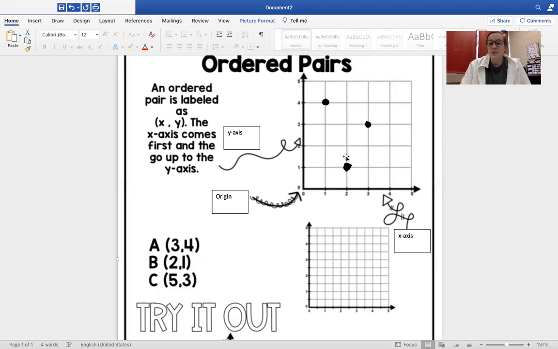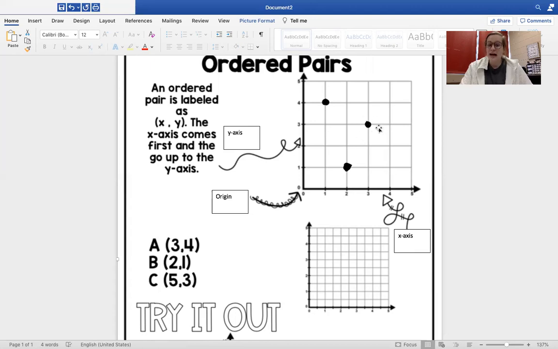So you can see we have 3 points on our graph up here. And we are going to work on telling how to get to those points from the origin. So you would say you start at the origin and you move 2 points to the right along the x-axis, right? So we started at the origin, we moved to the right 2 places along the x-axis, and then we would move up 1 along the y-axis.